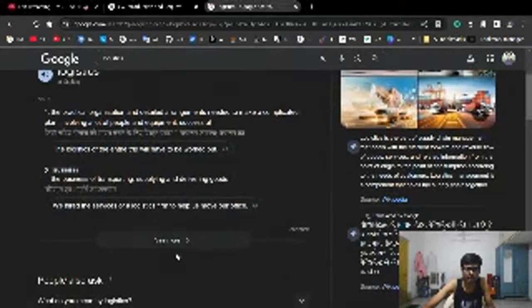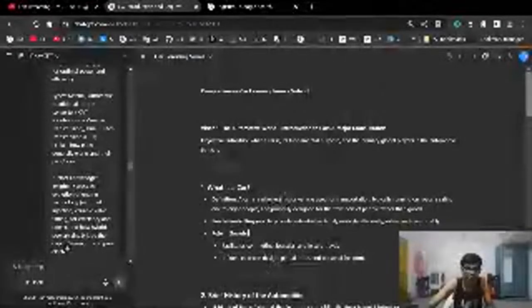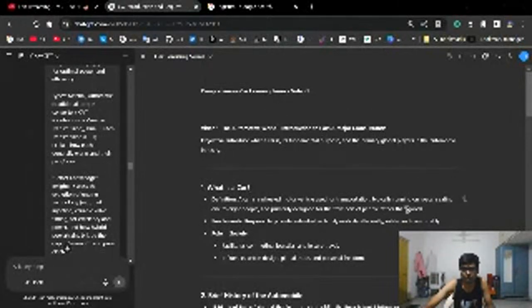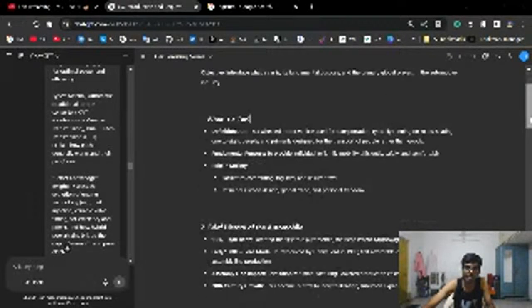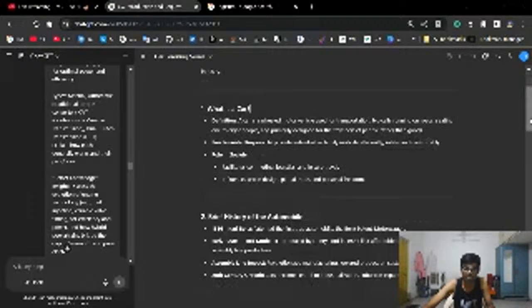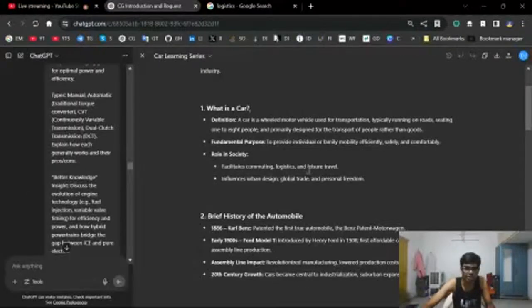It's called logistics services. So actually, primarily cars are used for transport of people, but nowadays people also use them to transport goods as logistics.